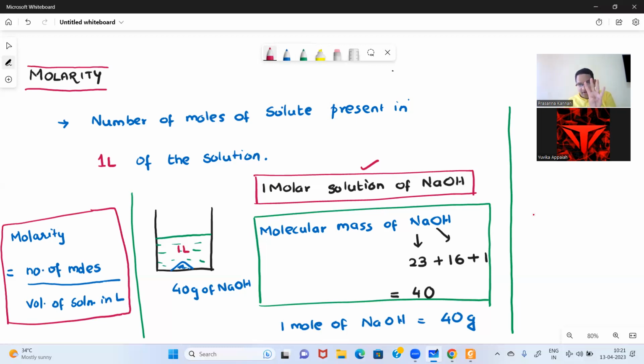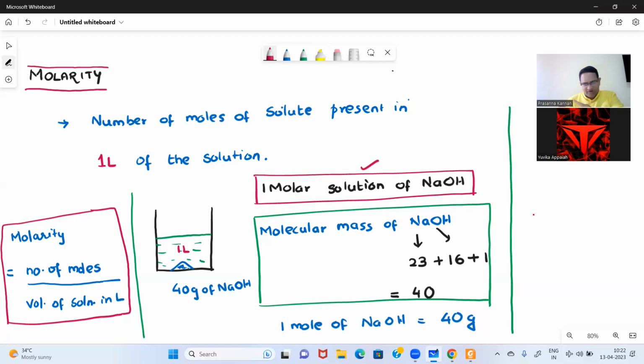For example, if I have 40 grams of sodium hydroxide in 1 liter of the solution, it is 1 molar, correct? Yes, sir. Suppose if I have 40 grams of sodium hydroxide in half liter, then it will be 2 molar. I repeat, 40 grams sodium hydroxide in 1 liter of the solution is what? 1 molar solution. Correct, Viveka? Yes, sir.